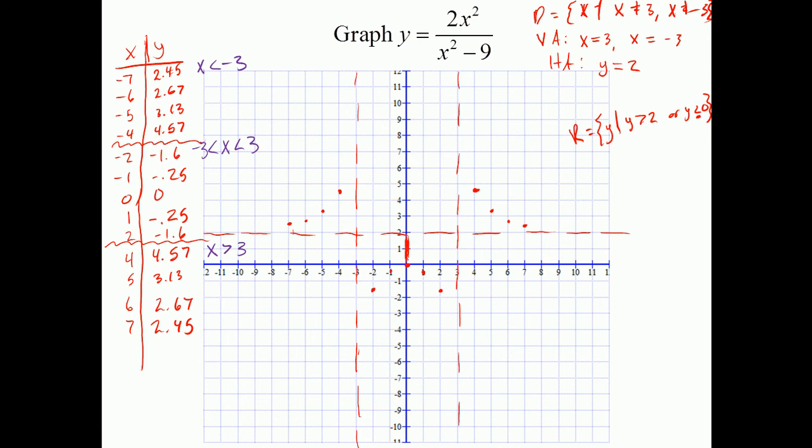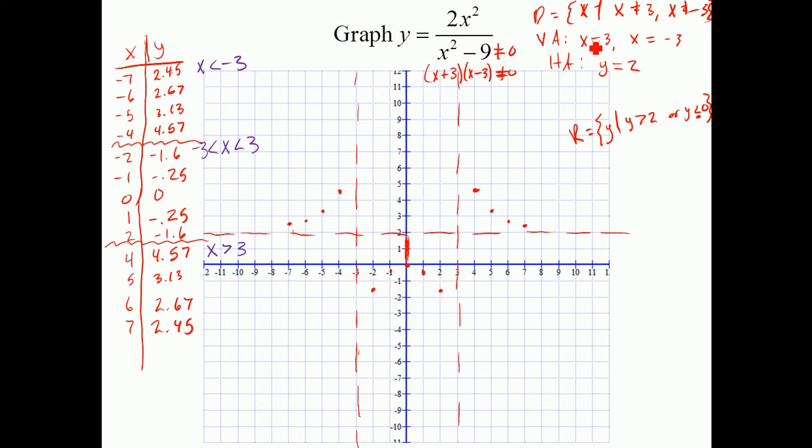Being that my denominator is x squared minus 9, remember your denominator cannot equal 0. That can factor to x plus 3, x minus 3, and neither can equal 0. In other words, x plus 3 cannot equal 0, x minus 3 cannot equal 0. So therefore, your domain is going to be all values of x such that x does not equal 3 or negative 3.